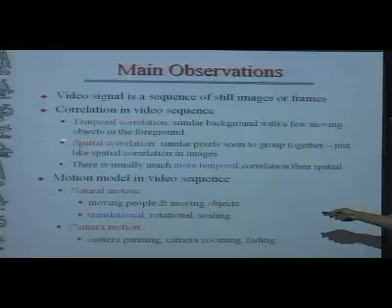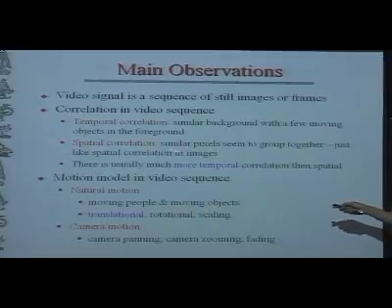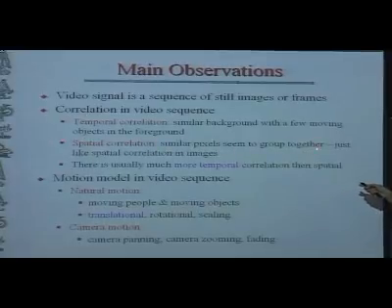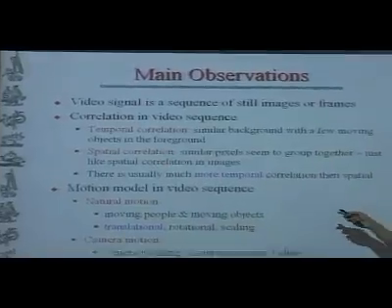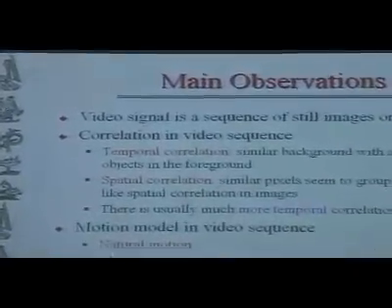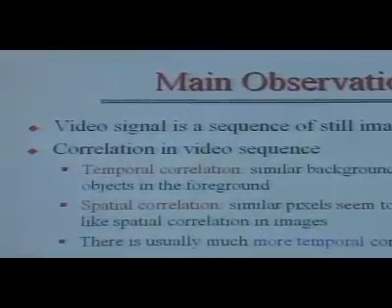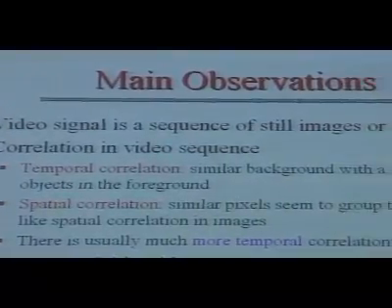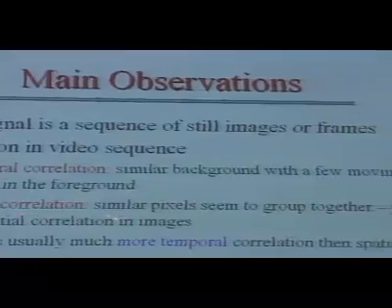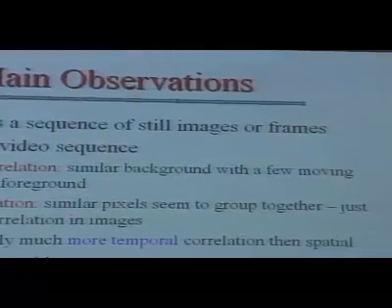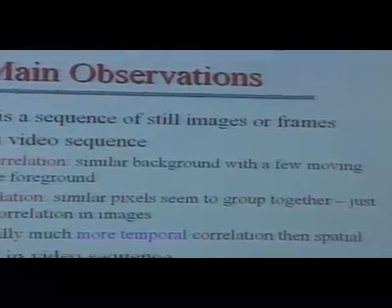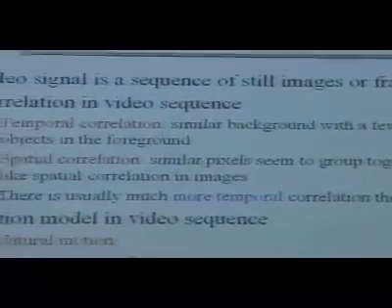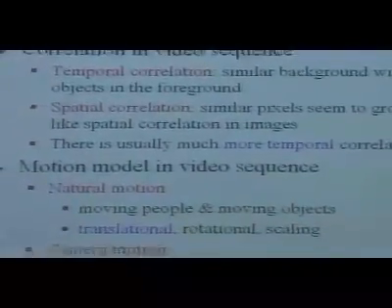And then spatial correlation. What does that mean? Similar pixels seem to be grouped together, just like spatial correlation in images. So this is what we have been dealing with so far. Okay, that's why we do transform, so that we can take away this type of correlation. When you do the DCT transform, you take away this type of correlation. Okay, so that's another part of it.